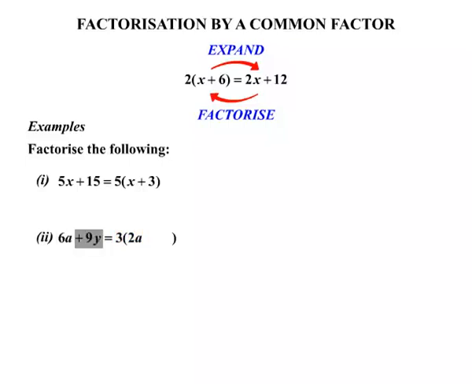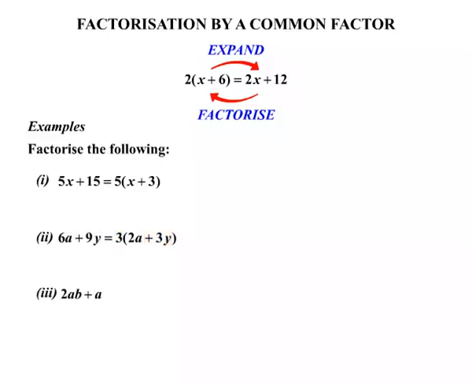Now moving on to the 9y. 3 is the factor we've taken out, so 3 times something makes 9y. Well, it will be positive 3y. 3 times that 3y gives us the 9y required. Excellent.